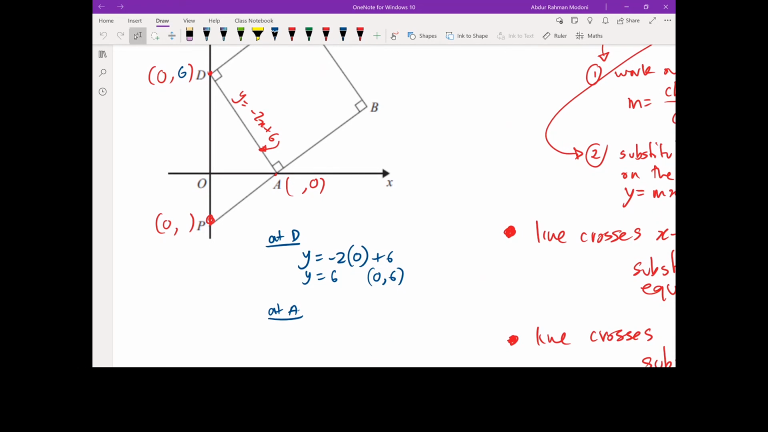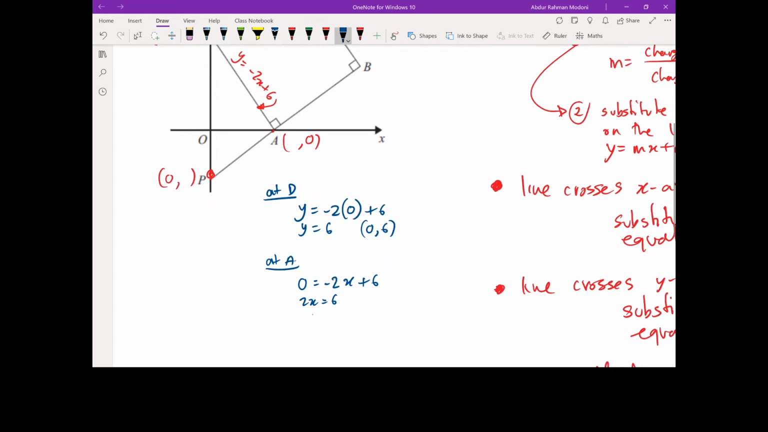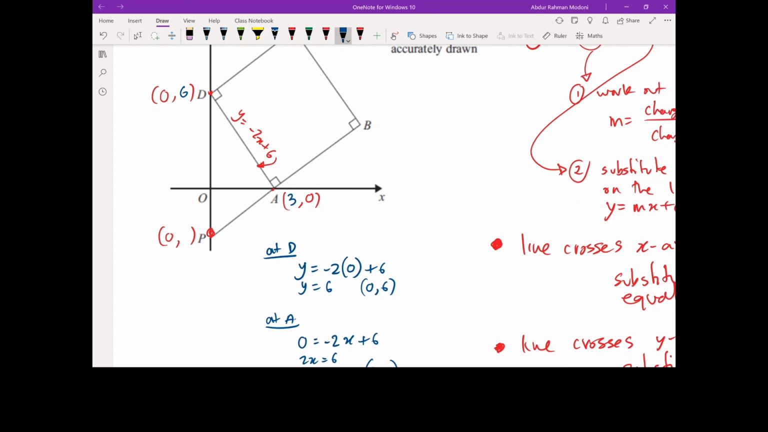So at A, what do we know? So we can substitute into our equation 0 equals -2x plus 6. Rearrange. 2x is equal to 6, x is equal to 3. So what's the coordinate here? 3, 0. Let's go and put that into our diagram.